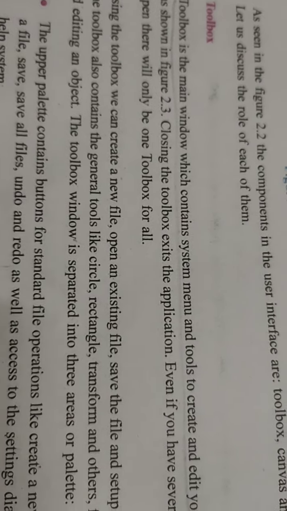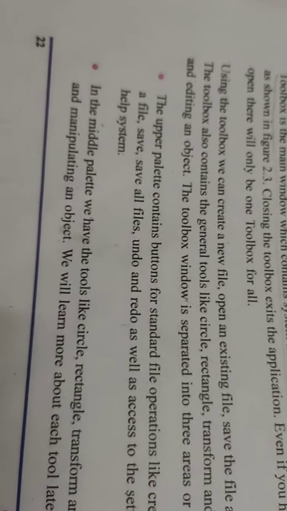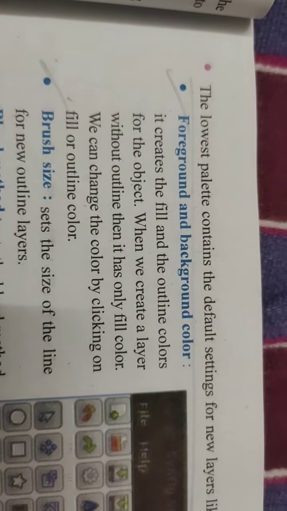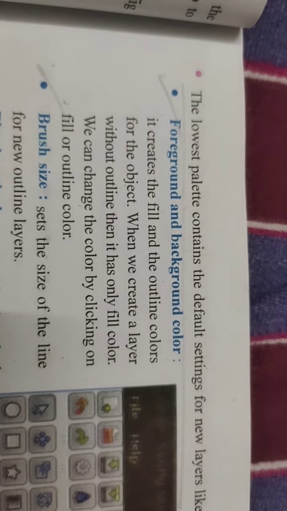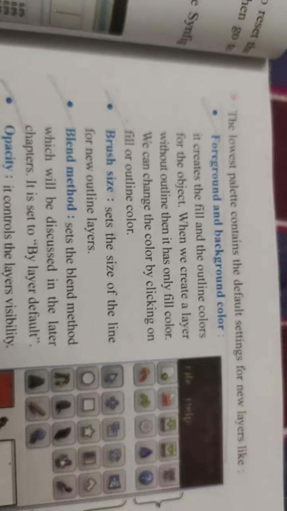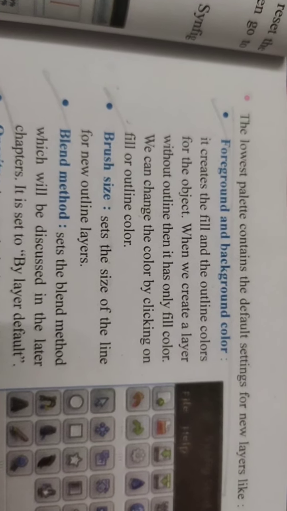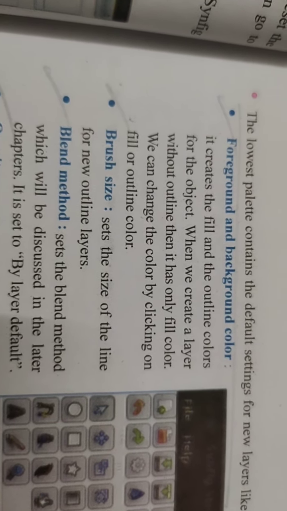The upper palette contains buttons for standard file operations like create a new file, open a file, save all files, undo and redo, as well as access to the setting dialogs and the help system. In the middle palette, we have the tools like circle and rectangle, for creating all these shapes. And the lowest palette contains default settings like foreground and background color. It sets the fill and the outline color for the project.